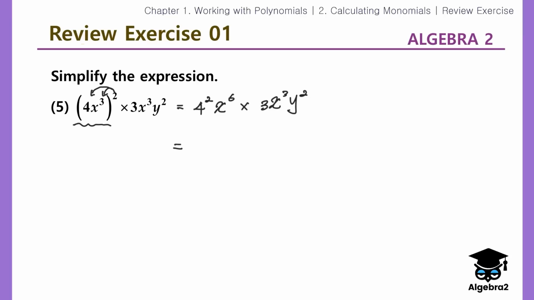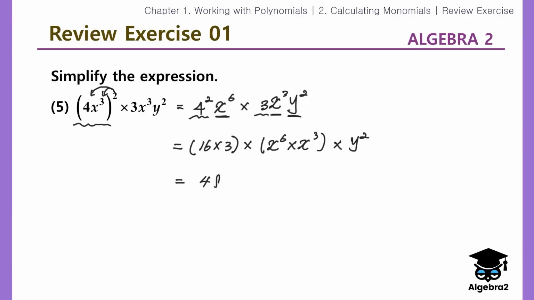So that is equal to constant by constant. Well, 4 squared is 16, right? 16 times 3. And we have variable x. So x to the 6 times x cubed. And we have y squared. So 16 times 3, that's 48. And x to the 6 times x to the 3, 6 plus 3 is what? X to the 9. And we have y squared.